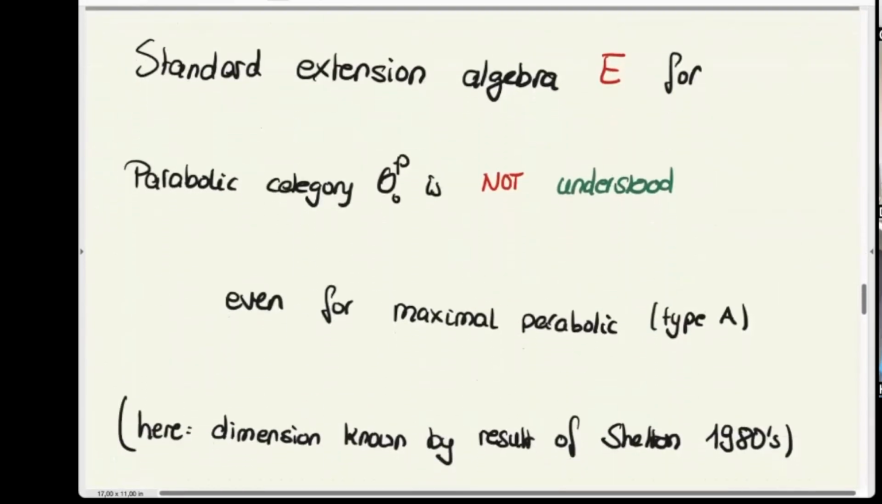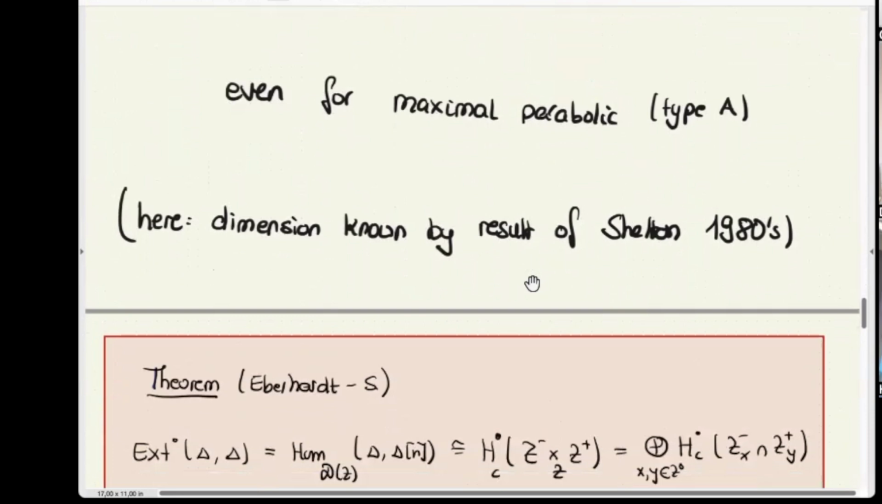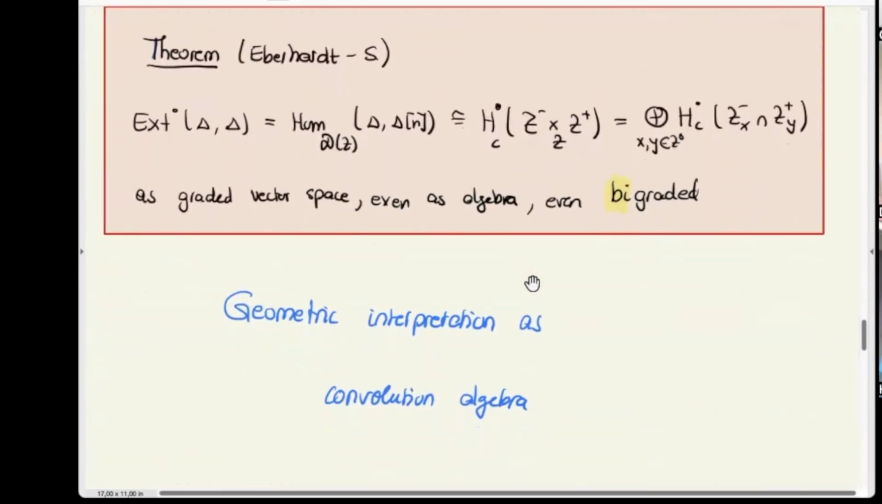So that means I want to come back and say, actually, we don't understand category O. I thought we would, but we don't. And even for this maximal parabolic case, we know dimension formulas for this Ext algebra, but we don't know the algebra structure, and we are far away from understanding, in principle, the A infinity structure. Okay, but here's some progress, which I did with Jens Eberhardt.